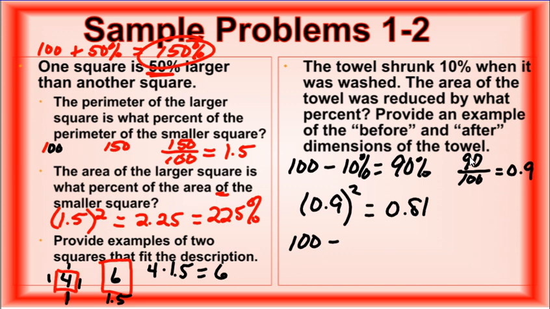The reduced towel, or the shrunk towel, is 81% of that. If I subtract the 81% from that one, I would get 19%. So it shrunk 19%. The area was 19% smaller than the original one.